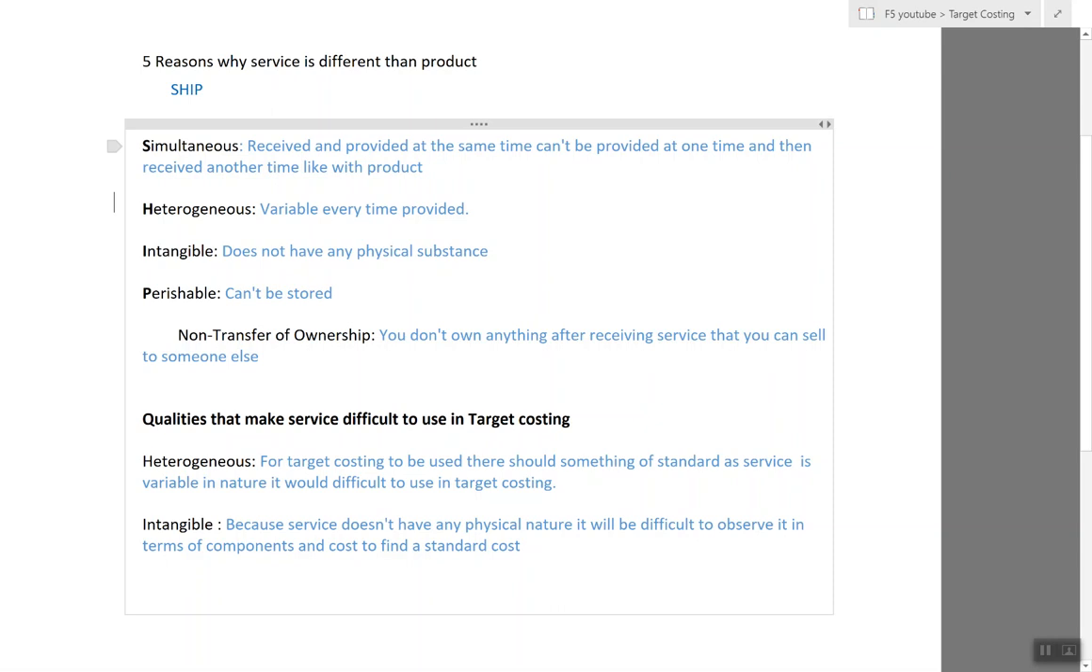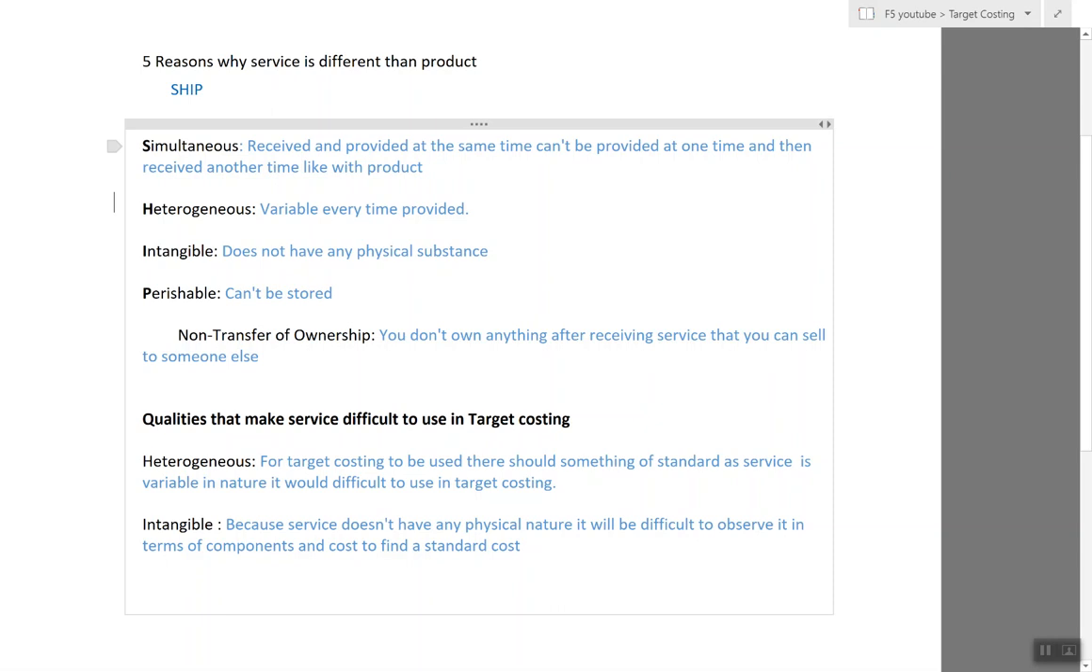And then intangibility. A product, we could look at the components, we could break it down, we could look at the labor and everything. So we will be able to estimate its cost. But service is not something that is tangible. We could not look at it, we could not break it down. So these are the two qualities that make it difficult to use target costing in service industries.